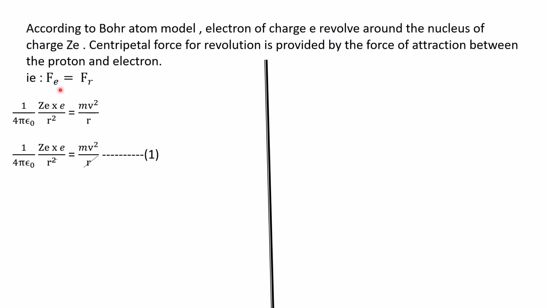The equation for Fe is 1 by 4 pi epsilon 0 into Ze into e by r squared, where Ze is the charge of the proton, e is the charge of the electron in the orbit, and r is the radius of the orbit. We have r square here. The equation for centripetal force is mv square by r. We can cancel r on both sides in the denominator.